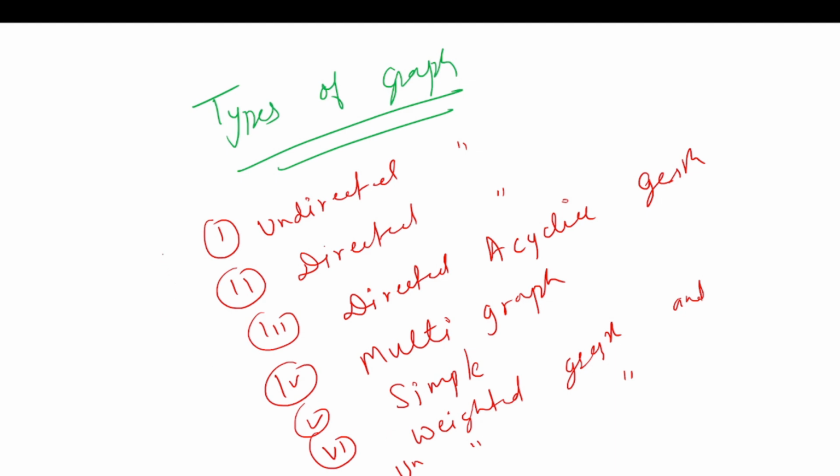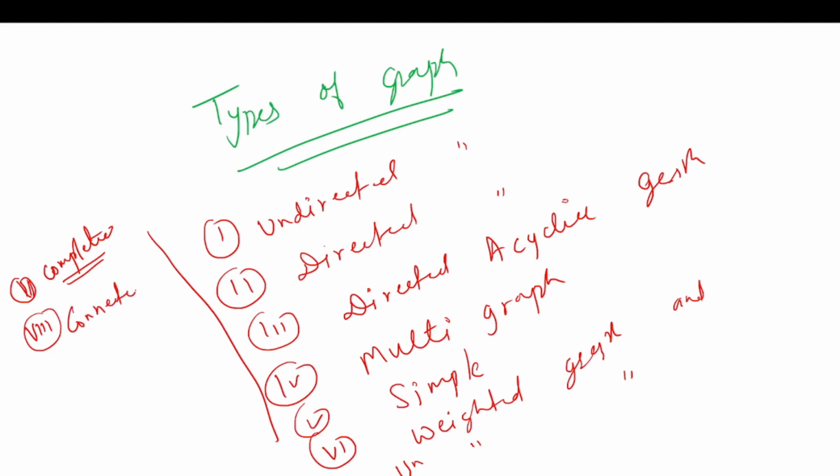Then I will write here, there can be a complete graph. This will become your 7th. Then I will go with the 8th. So the 7th: we have undirected graph, directed graph, directed acyclic graph, multi-graph, simple graph, weighted graph, unweighted graph. Then we can say complete graph. Then one more graph should be there: connected graph. Remember, connected graph, right?